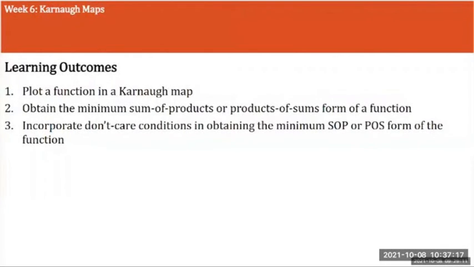So number one is plot a function in a Karnaugh map. Next is to obtain the minimum sum of products or products of sums form of a function and incorporate don't care conditions in obtaining the minimum SOP or POS form of the function. So these three are the learning outcomes that we can have after we discuss the Karnaugh mapping.